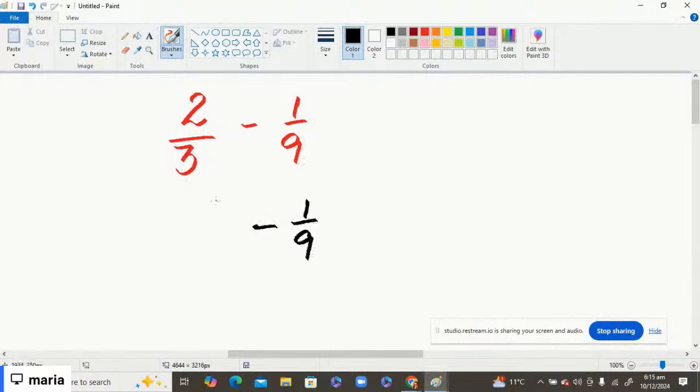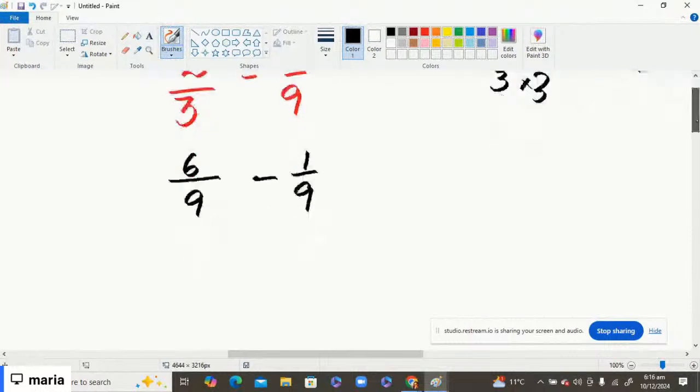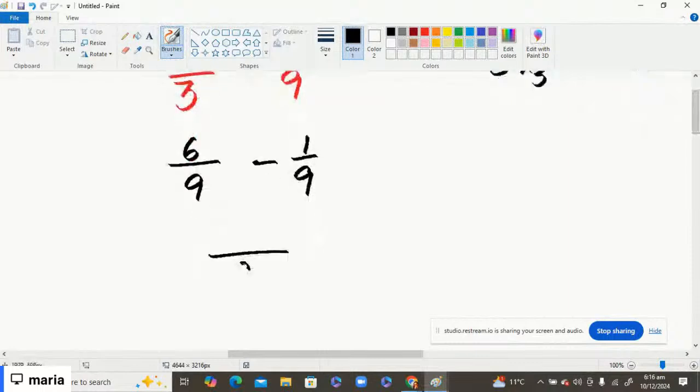Now here we are going to put the 9. So 2 by 3 is multiplied and divided by which number? We are finding 3 times which number gives 9. 3 times 3 is 9. So it means multiply and divide by 3. 3 times 2 is 6, and 3 times 3 is 9. So 6 over 9. Okay. Now we just put one 9 here because both are the same, and 6 minus 1. 6 minus 1 is 5 over 9, and that is your answer.